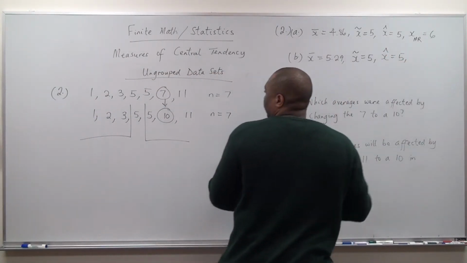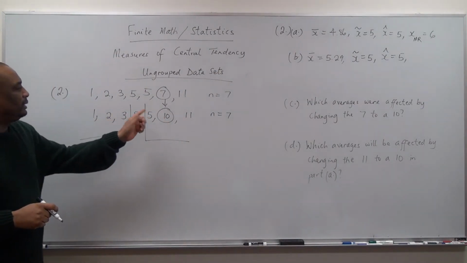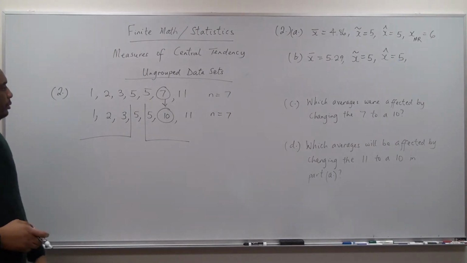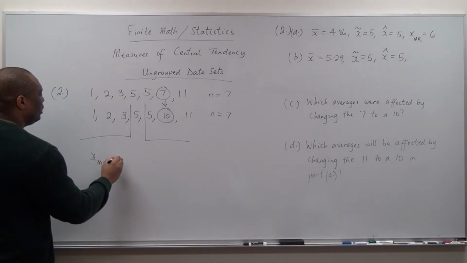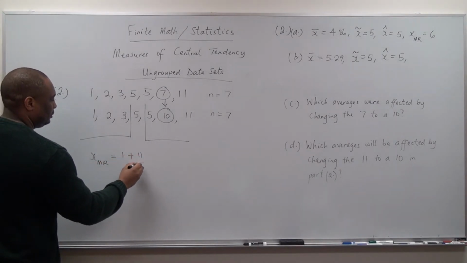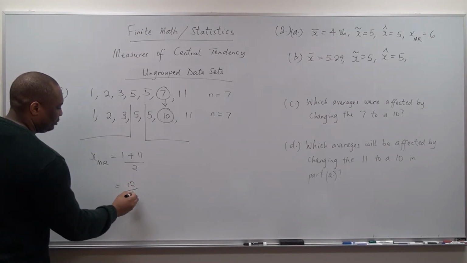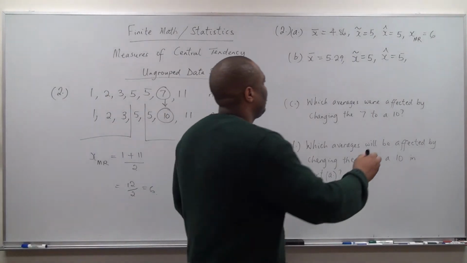And then let's find our mid-range. What is our mid-range? Our mid-range is the lowest value plus the highest value divided by 2. So our mid-range will be 1 plus 11 divided by 2, which is 12 divided by 2, which is 6. So our mid-range is still 6.